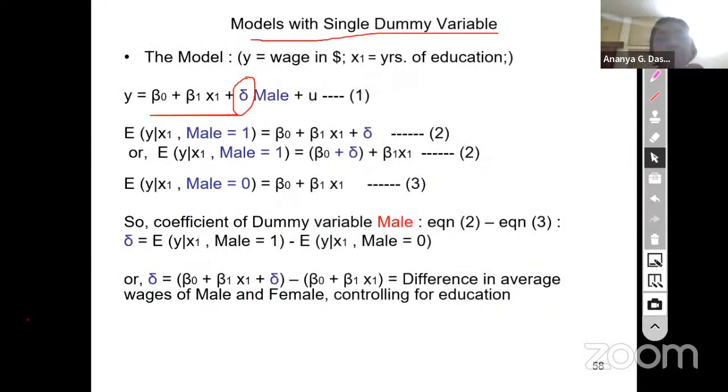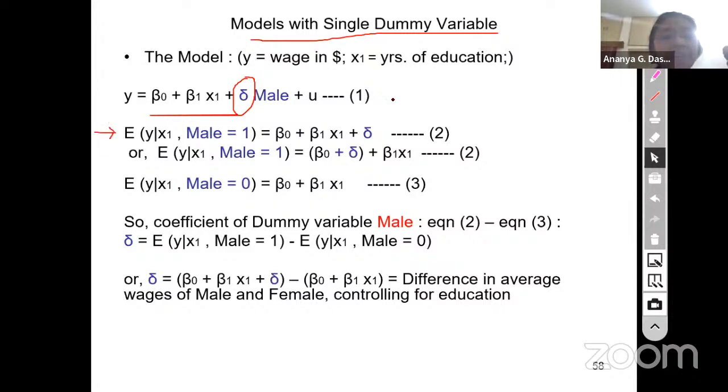So look at my model here. I'm regressing y on x1 and male. Okay, so I'm just keeping it simple. One variable and one dummy variable. Okay, x1 is our normal variable and male is a dummy variable. Now, male takes two values. Male takes the value 1 and male takes the value 0. So let me write my model in each case.